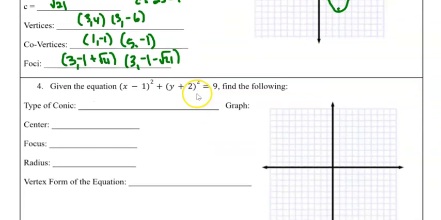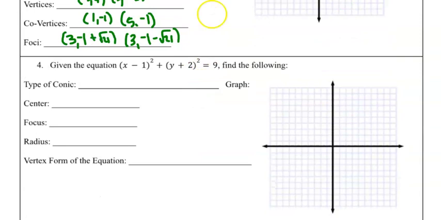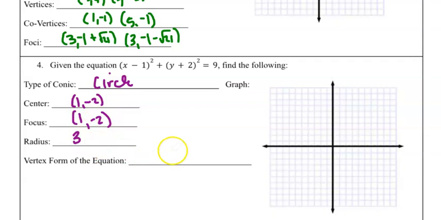Okay, last but not least, we are going to look at a circle. And I know that this is a circle because x and y are squared. And when I put it in standard form by dividing by 9, I'll have the same denominator. So I have a circle. My center is going to be the point 1, negative 2, which is the same thing as the focus in the circle. The radius is 3. The vertex form of the equation, all I have to do is divide by 9 all the way through.